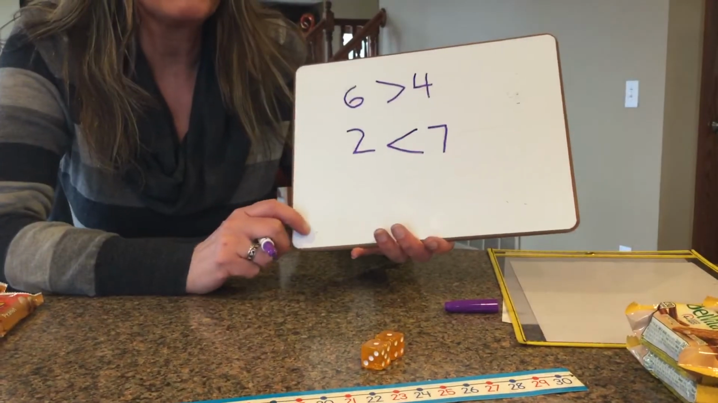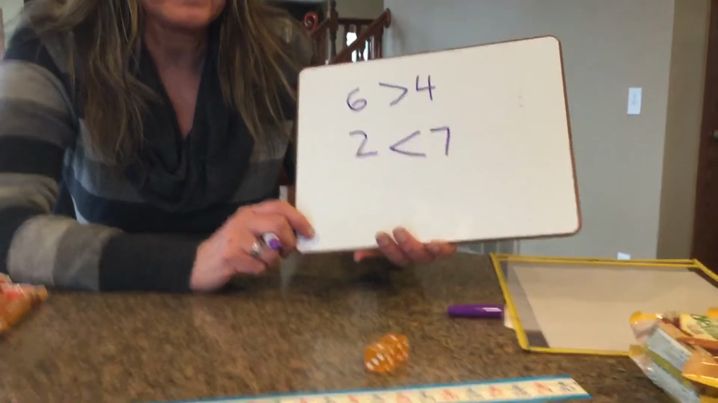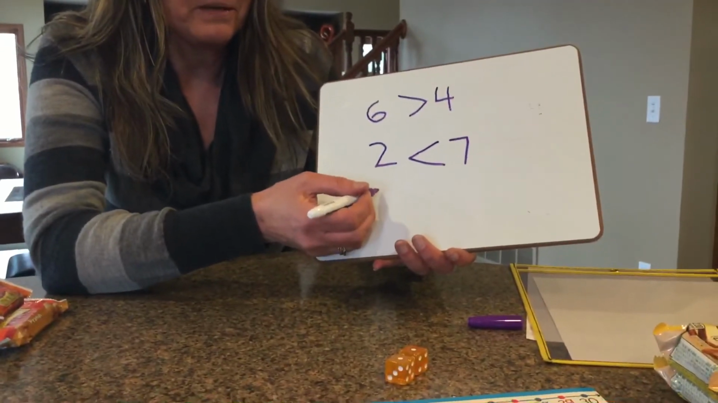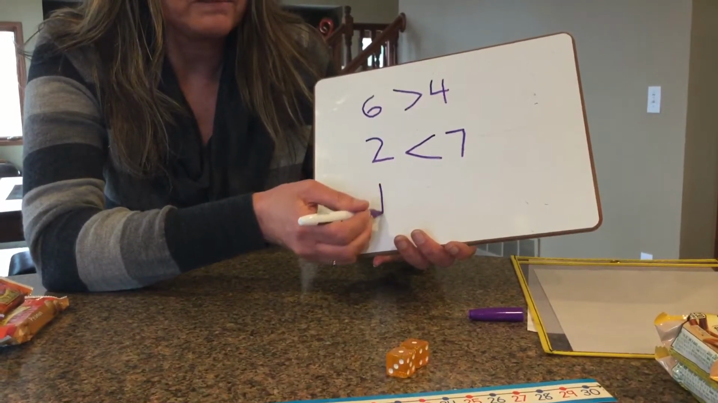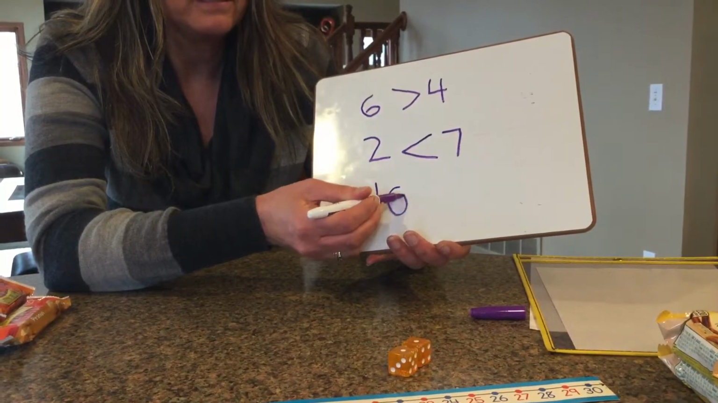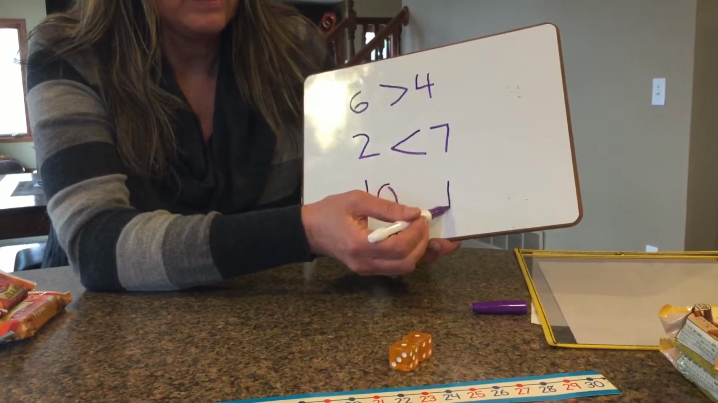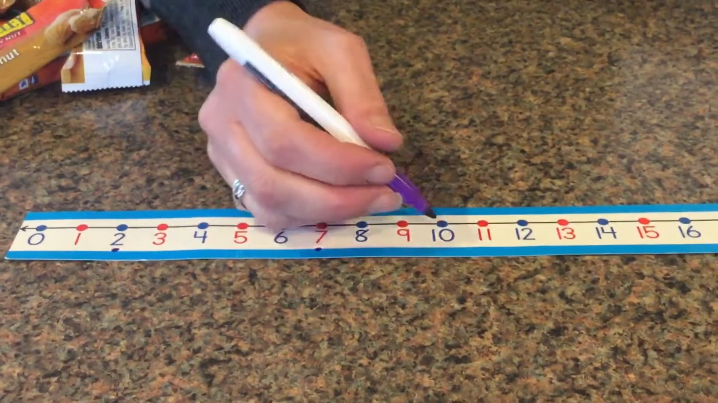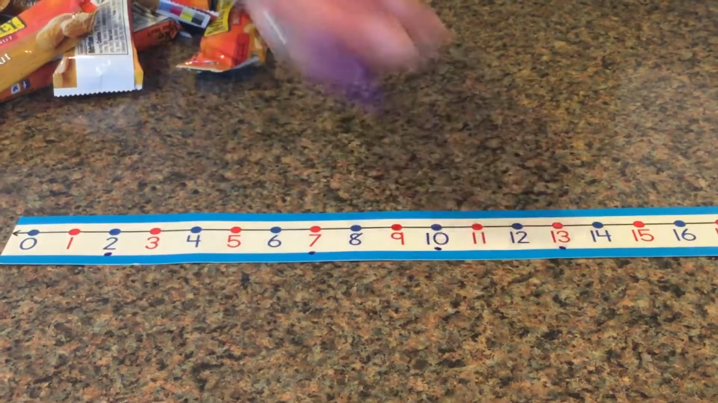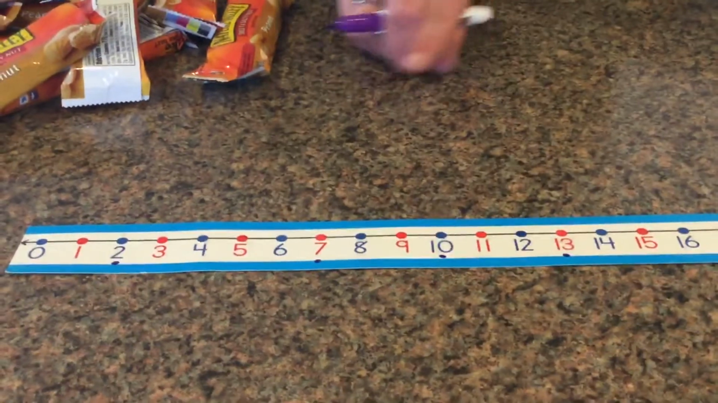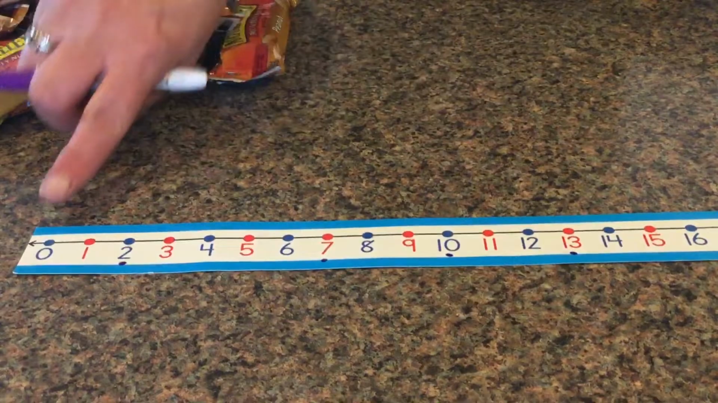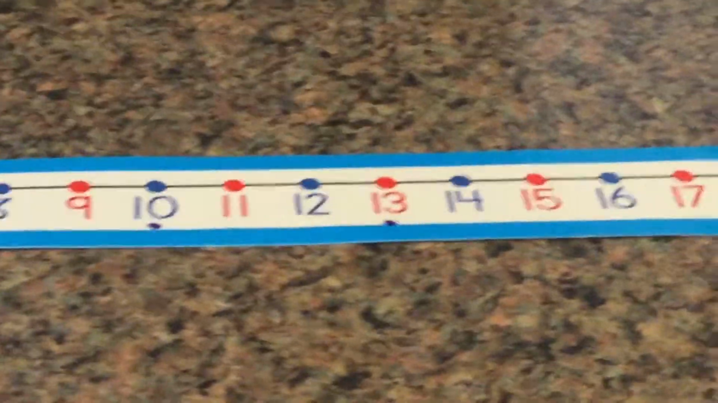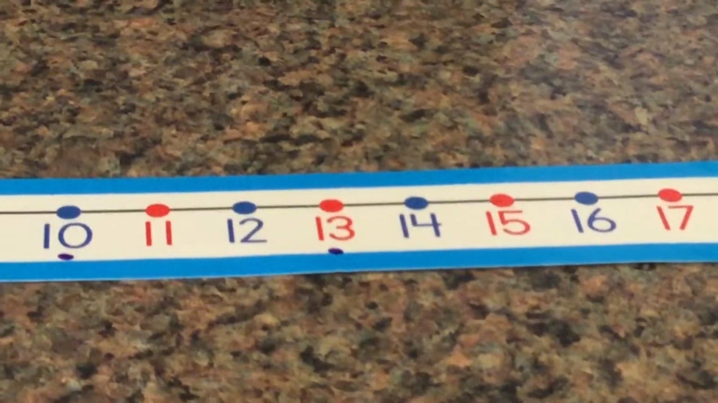I'm going to do one more for you before I show you a few more activities. I'm going to make it a bigger number. I'm going to make it 10 and 13. Look at your number line. Think about what number is bigger. Here's my 10 and here's my 13. Which one is the farthest away from 0? That's the number that the alligator wants to chomp.